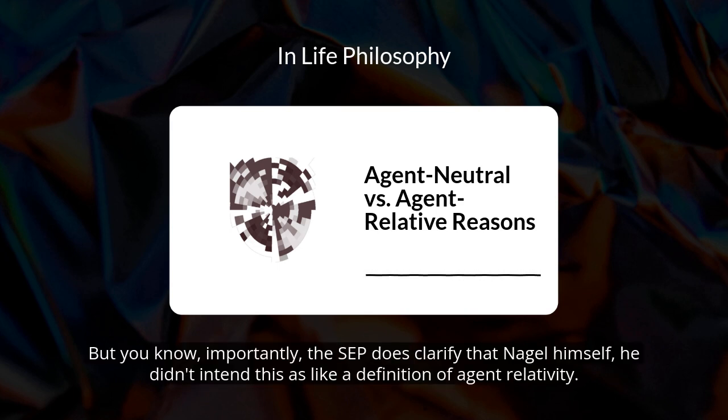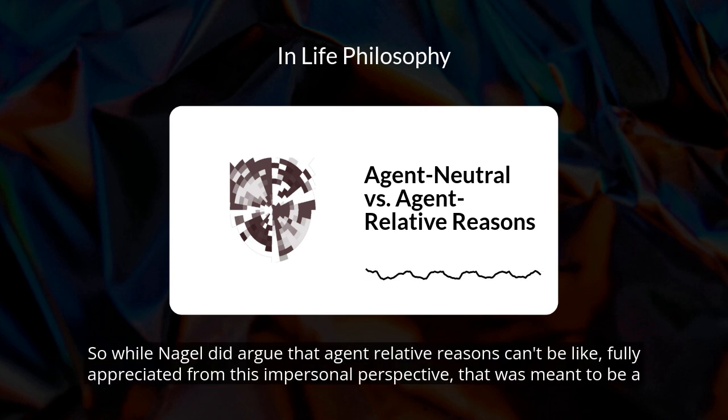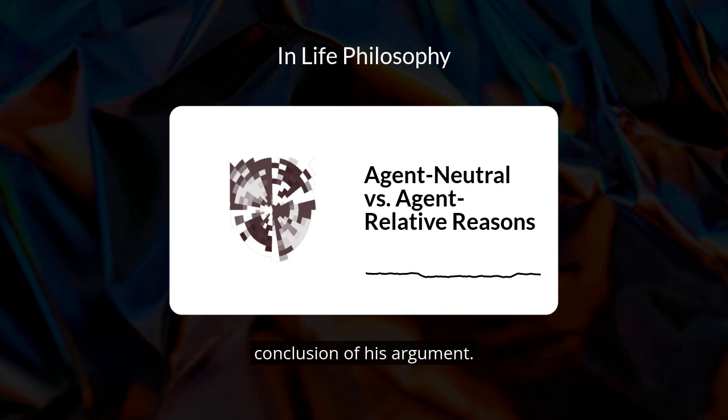But importantly, the SEP does clarify that Nagel himself didn't intend this as a definition of agent relativity. While Nagel did argue that agent-relative reasons can't be fully appreciated from this impersonal perspective, that was meant to be a conclusion of his argument, not a starting point. Exactly. It wasn't part of the definition.